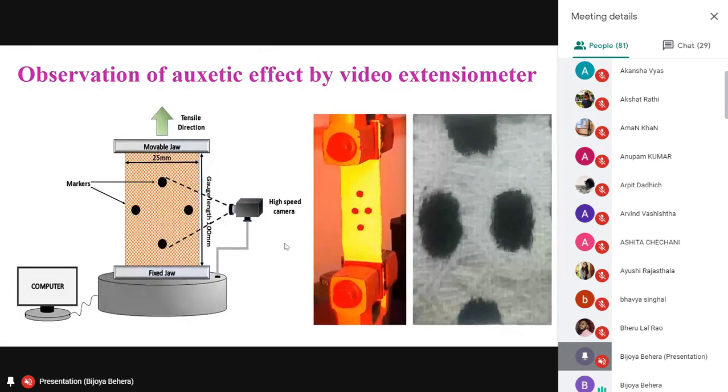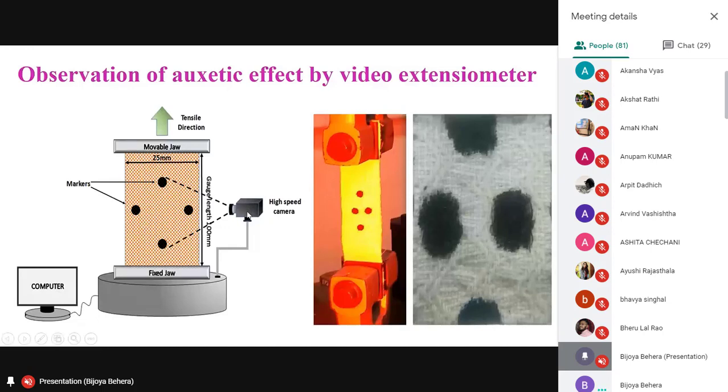This is the technique by which auxetic fabric can be tested on any Instron tensile tester to find out its auxetic value. So this sample is fixed on the Instron. Give 4 marks, 2 marks here and 2 marks here. Then you go for extending. See the changes in the position of these 4 dots by a camera.